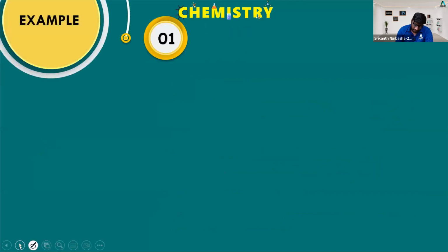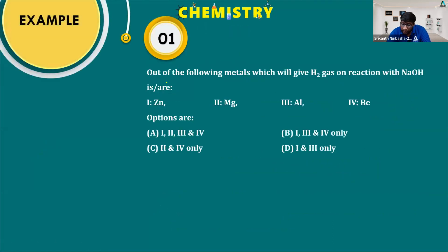Try to solve this question. Out of the following metals, which will give H2 gas on reaction with NaOH? As I have told you, amphoteric metals will release H2 gas. What are those amphoteric metals? Zinc, aluminium, beryllium. So 1, 3, and 4. Option B will be the right option.